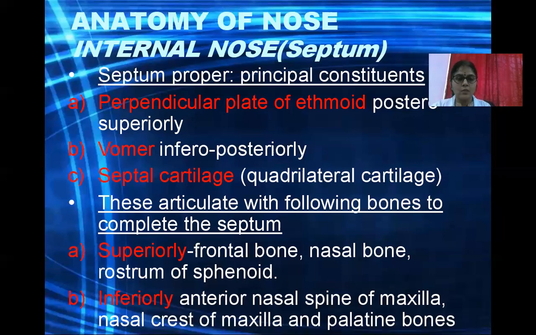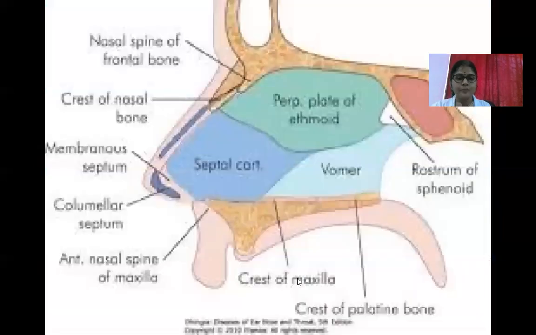You can see this is the anterior, this is the posterior portion, superior and inferior. This is the postero-superior portion formed by the perpendicular plate of the ethmoid. Postero-inferiorly, you have the vomer, that's the bony part, and this is the cartilaginous part, formed by the septal cartilage called the quadrangular cartilage, and this is the columellar septum. So these are the parts of the nasal septum. The minor components are formed by the crest of the maxilla, the crest of the palatine bone, the rostrum of the sphenoid, and the anterior spine of the maxilla.